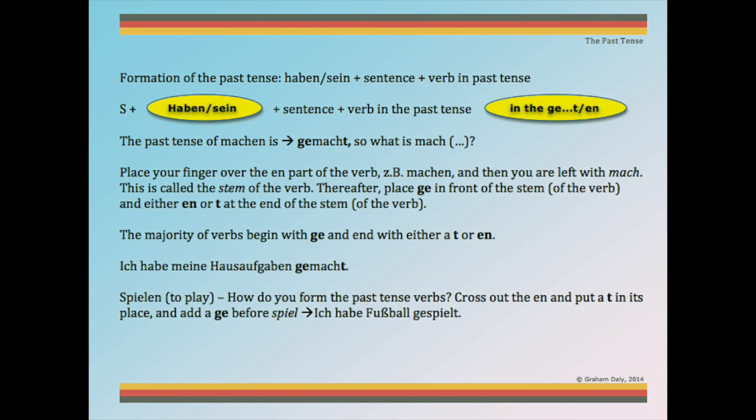Now, if we were to cross out the en of machen so that we are left with the stem, mach, M-A-C-H, to form the past tense, what we do, we add a ge before the mach. So we're left with gemach, G-E-M-A-C-H. Now, after the H in gemach, we are going to put the letter T to make gemacht. Okay? So that is how you form the past tense in German.